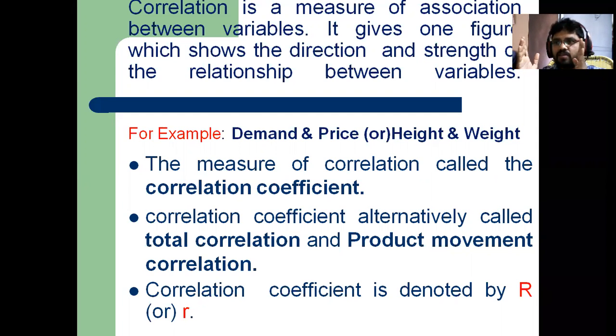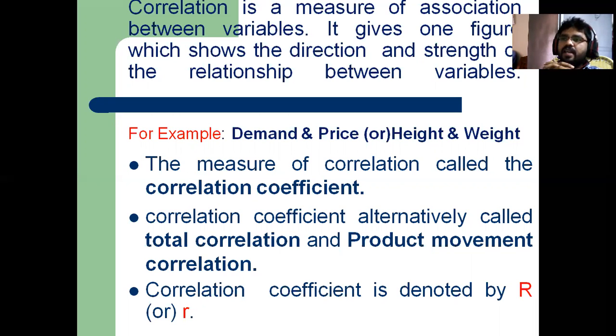So on the basis of value, we can measure the correlation. The value shows whether it's a positive direction or negative direction. Then, if there is a negative direction, how much is the strength? That is, whether the relationship is weak or strong.